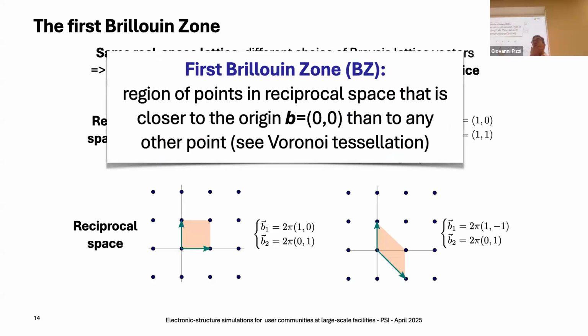For this reason, it's interesting to introduce the concept of the first Brillouin zone, which essentially is the set of points in reciprocal space which are closer to the origin than to any other point. So in this case, for instance, this is the origin. These points inside this blue square are closer to this point than to any other one. And this is my first Brillouin zone of a 2-dimensional square lattice. It's very easy.